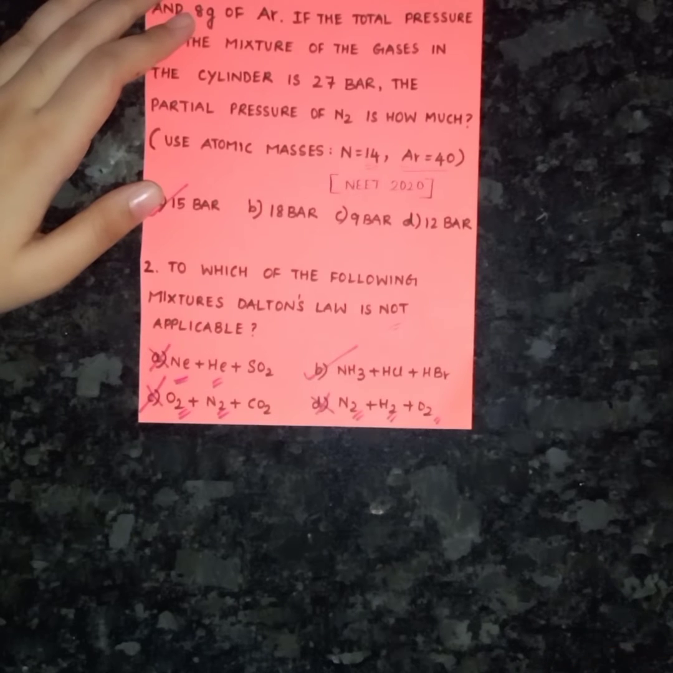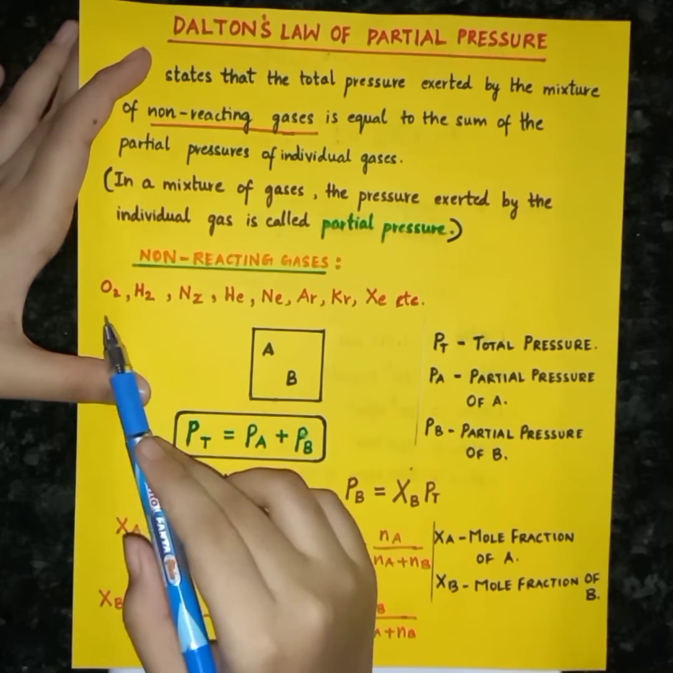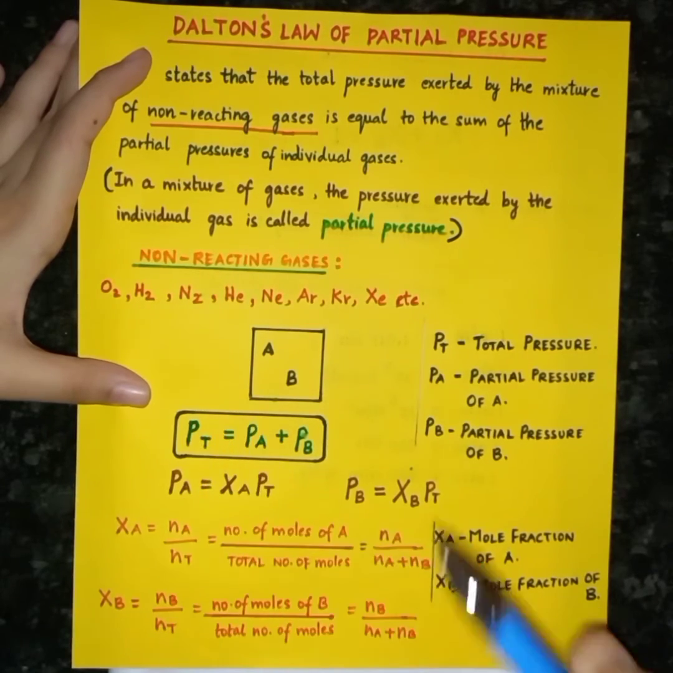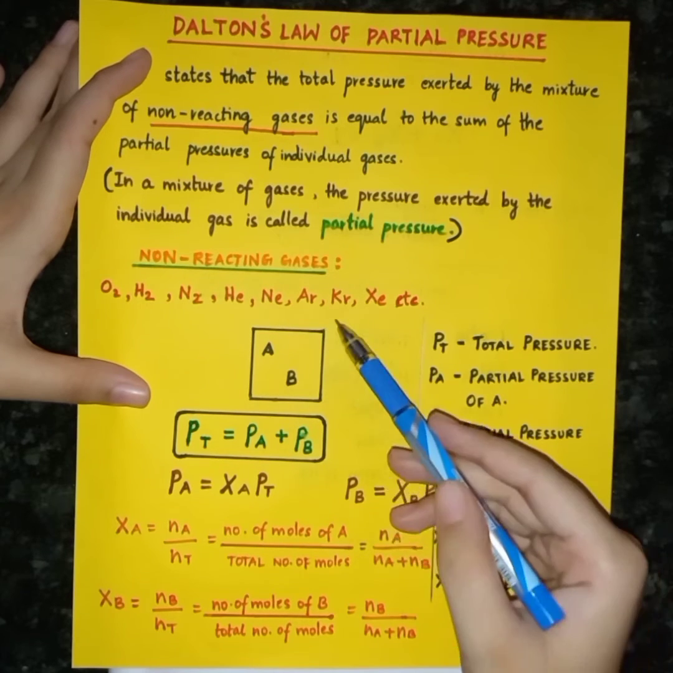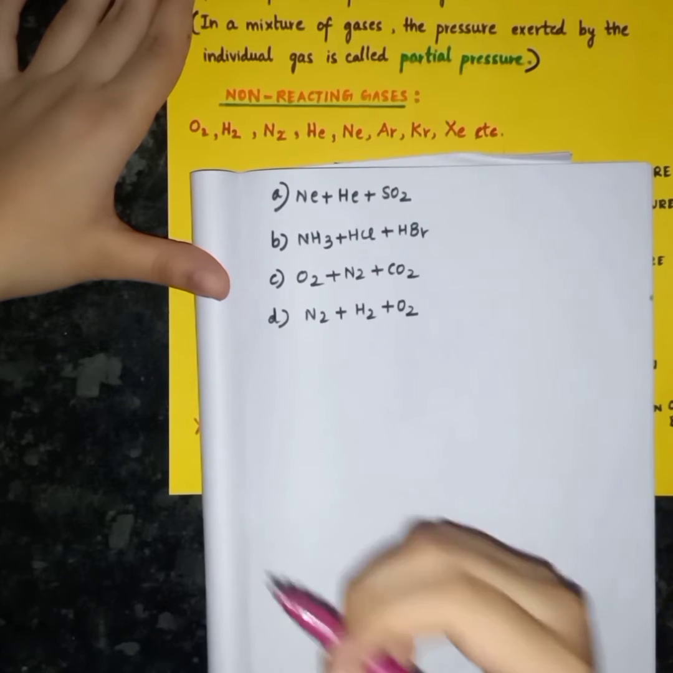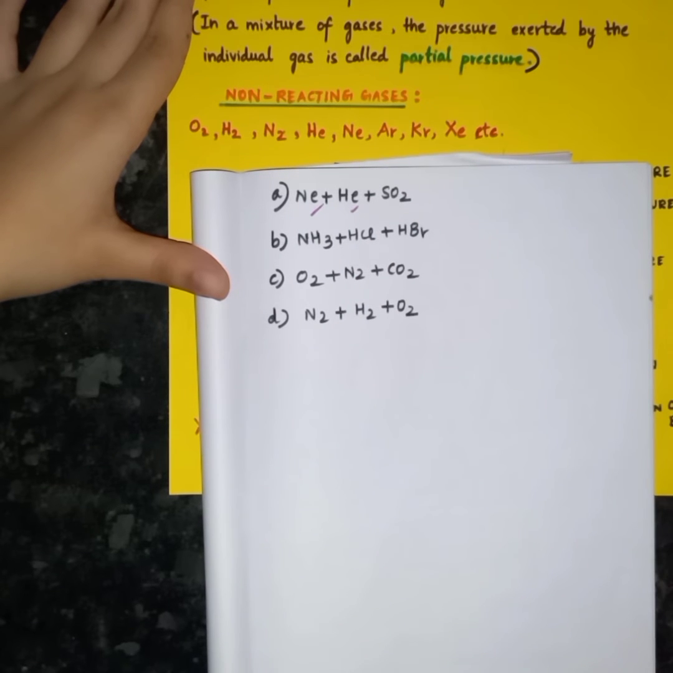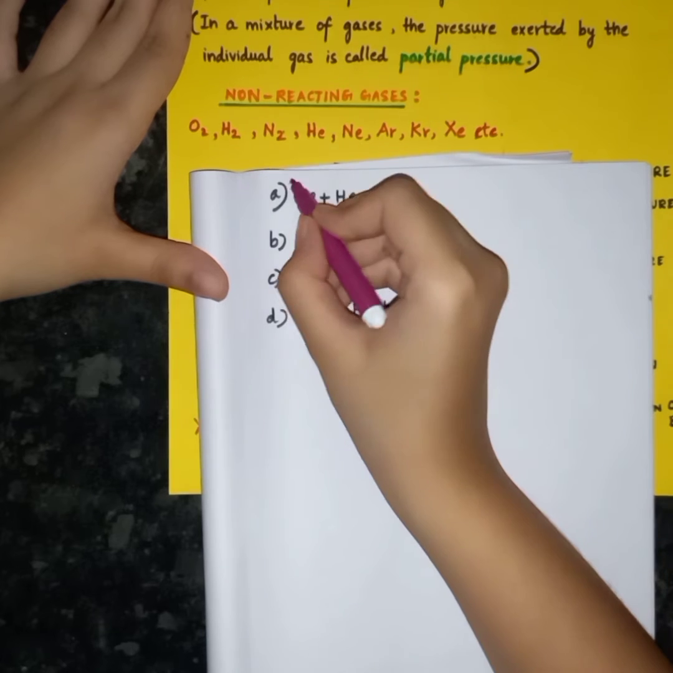Question number 2. To which of the following mixtures Dalton's law is not applicable? We know that Dalton's law is applicable only to non-reacting gases such as O2, H2, N2, helium, neon, argon, krypton, xenon, etc. First option, neon plus helium plus SO2. Here, neon and helium both are non-reacting gases. So, Dalton's law is applicable. Therefore, this option is not the answer.